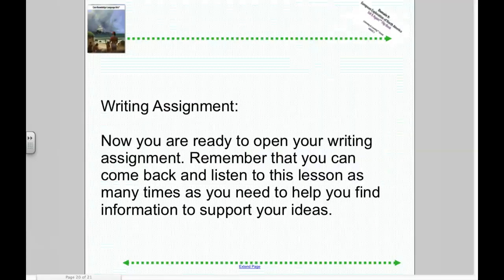Writing assignment. Now you're ready to open your writing assignment. Remember that you can come back and listen to this lesson as many times as you need to help you find information to support your ideas, and use all that good information that you've been writing in your notes.